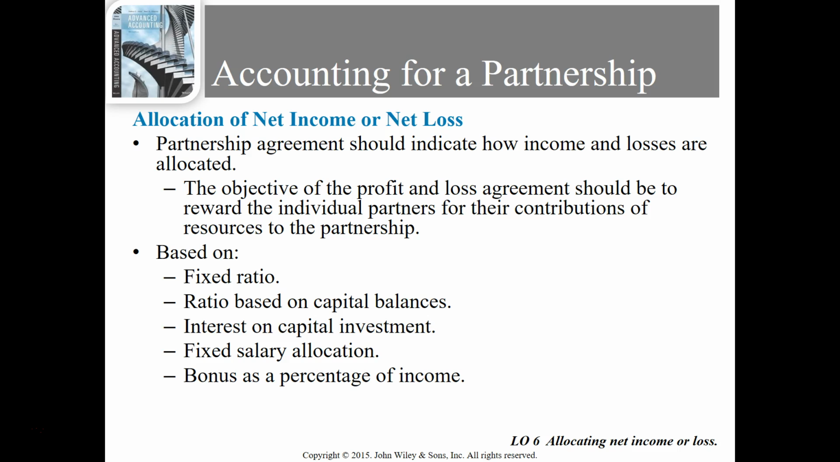You're going to see that a lot of times people do it based on fixed ratios, ratios on capital balances, interest on a capital balance if you keep it in there, a fixed salary allocation, or a bonus.